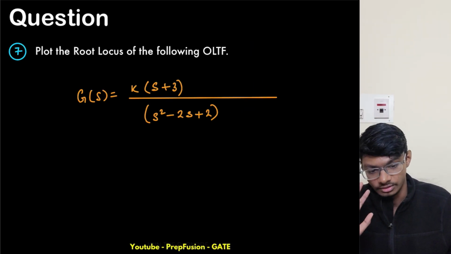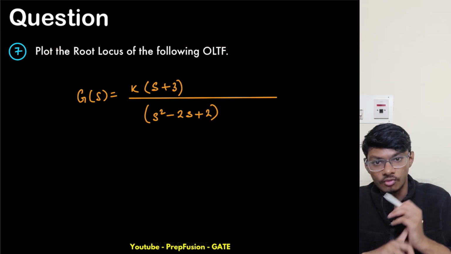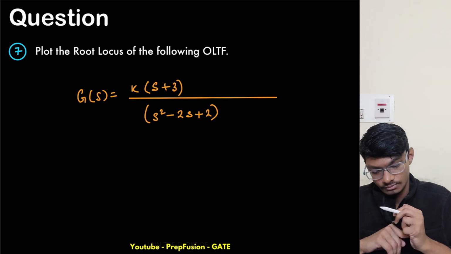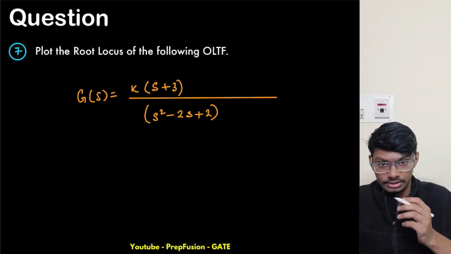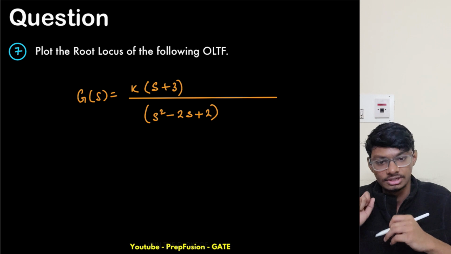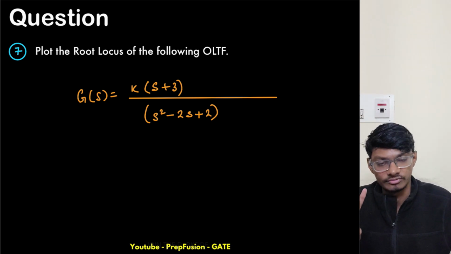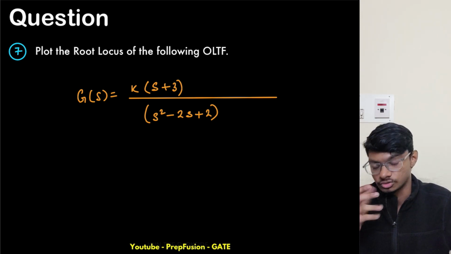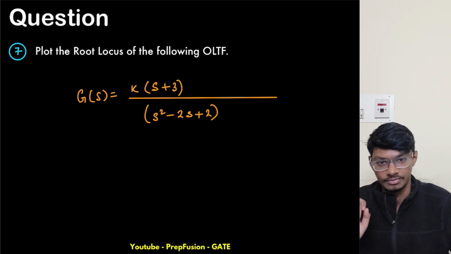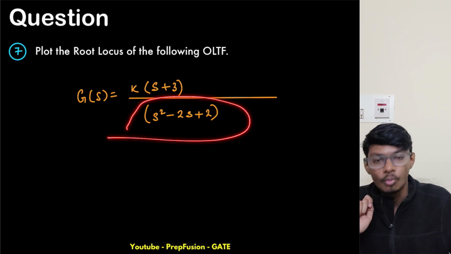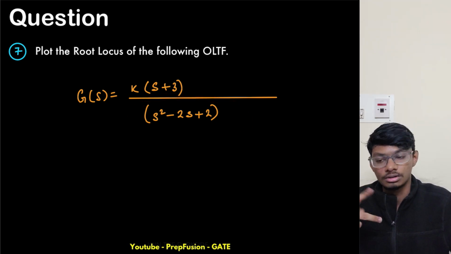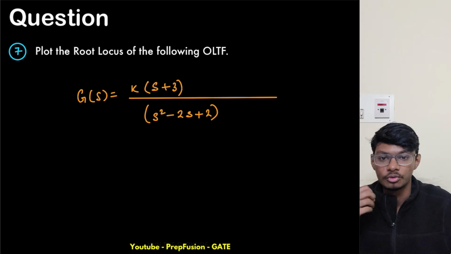So again, pause the video and try to solve it for yourself. You have to plot the root locus of the following OLTF. Plot the root locus of the following OLTF, and check my answers. Here the extra concept will be used, which is the angle of asymptotes, angle of arrival and angle of departure. Why? Because if you compute the open loop poles and zeros, you see that my open loop poles are complex conjugates.